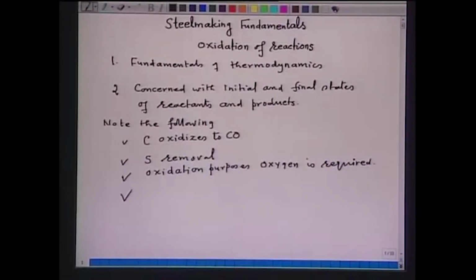Number 4, from the thermodynamic consideration, when we want to write down the equilibrium constant, then we require the activity of the elements. Now, since the concentration of impurity in hot metal and steel is below 1 weight%, though carbon is 4 weight%, but during removal it goes down to 1%. So, in all our thermodynamic assessment, we will consider that the molten metal follows Henry's law.